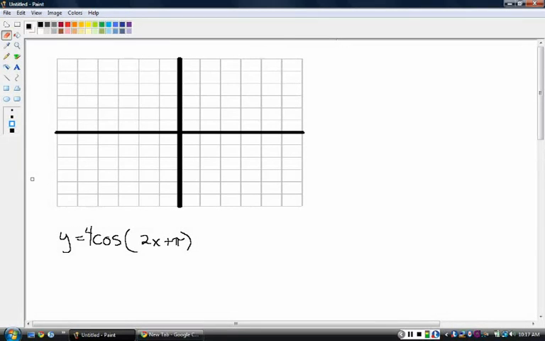Okay, so the directions here are not on here, but they're simply to graph this function right here, y equals 4 times the cosine of 2x plus 1. We're going to go ahead and graph this without our calculators. So the first thing I want to do is really rewrite this.